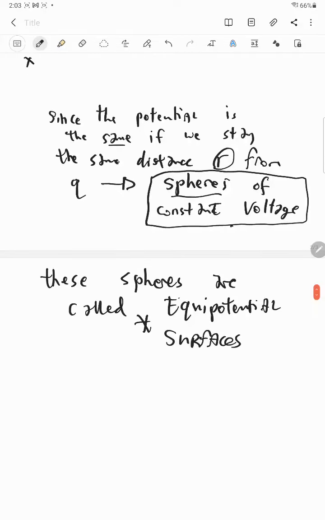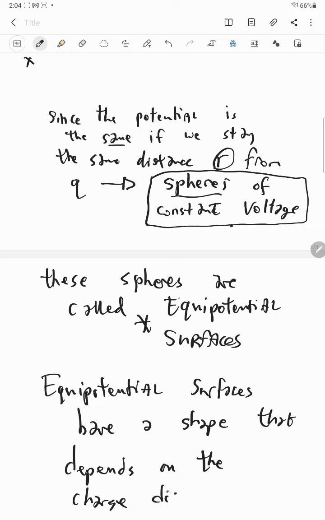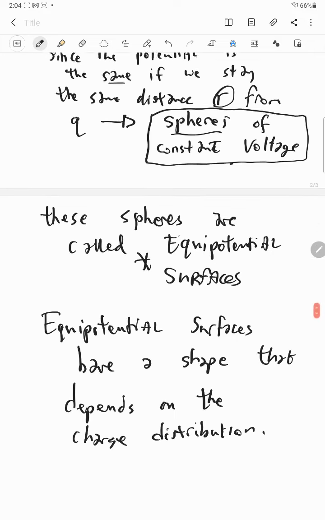And this is a big idea. These spheres are called equipotential surfaces. You don't necessarily always get spheres, though. Equipotential surfaces have a shape that depends on the charge distribution. It depends on how the charge is distributed.